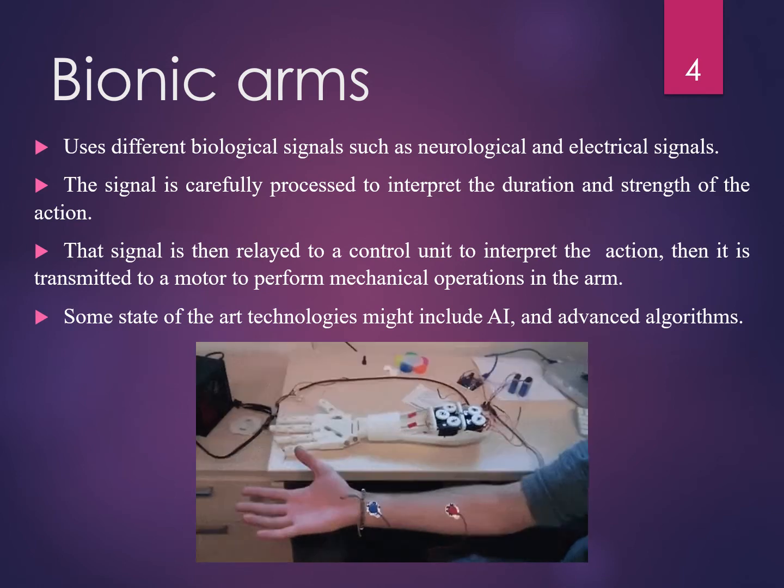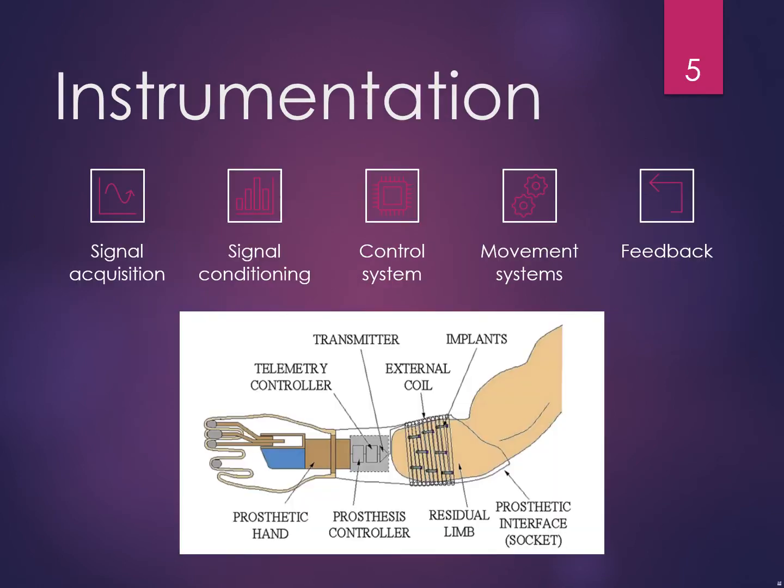In regards to a basic bionic arm system, it usually includes the following systems, including signal acquisition, which may include sensors, transducers, or implants, where the main purpose of such a system is to acquire the selected signal, whether it be an EMG or an EEG signal. Then it is moved to the signal conditioning, where different operations are performed on the signal to prepare it for the computer interface. Such operations include amplification, filtering, and analog to digital conversion.